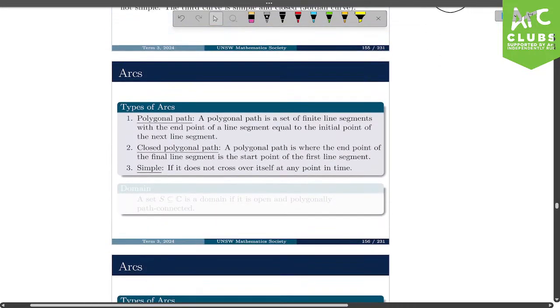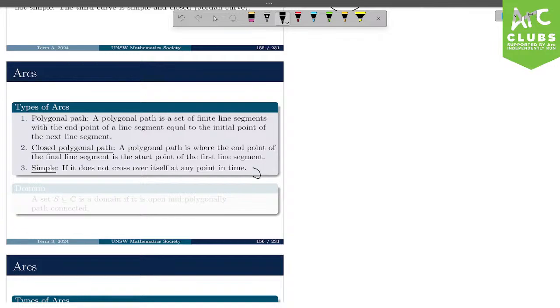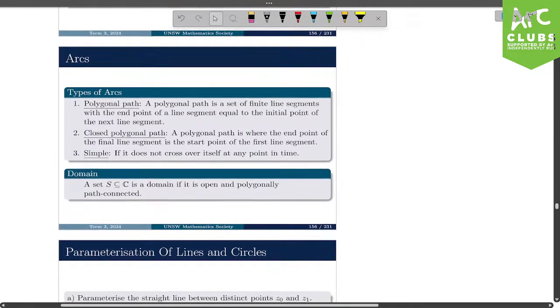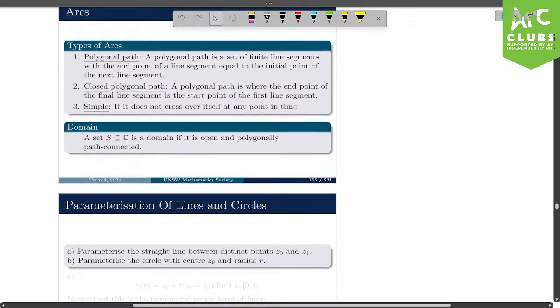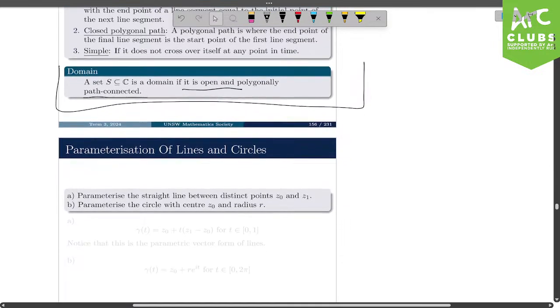So here we have arcs, polygonal arcs, closed polygonal paths, and simple paths. So simple, we spoke about just before. Polygonal just means a finite set of straight lines, and then a closed polygonal path just means it meets back up with itself. Very similar to what we were talking about before. Domain is a nice definition. It has to be open and polygonally path connected.